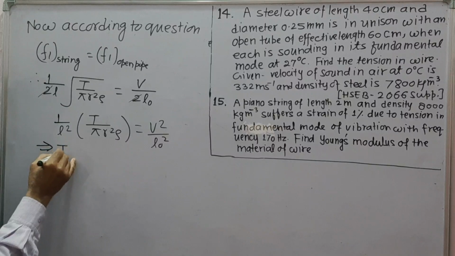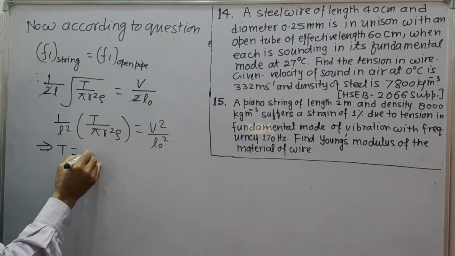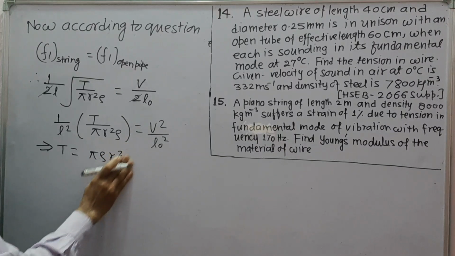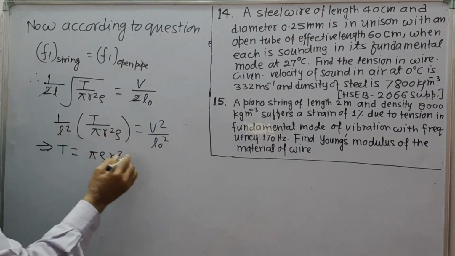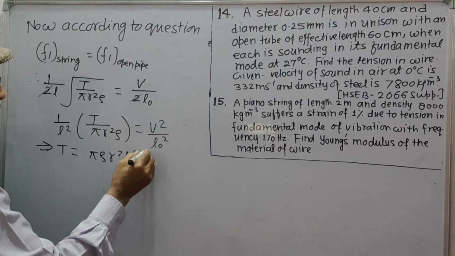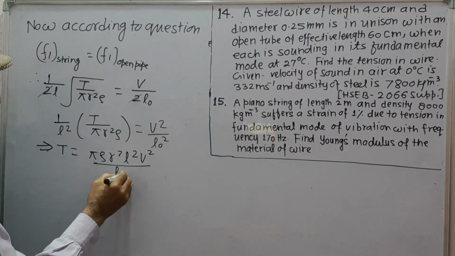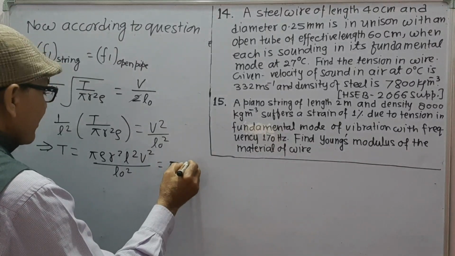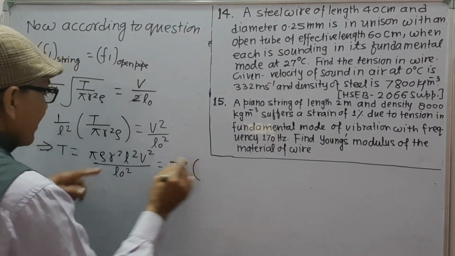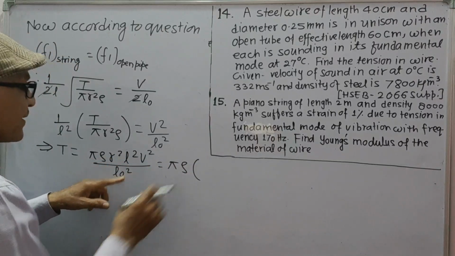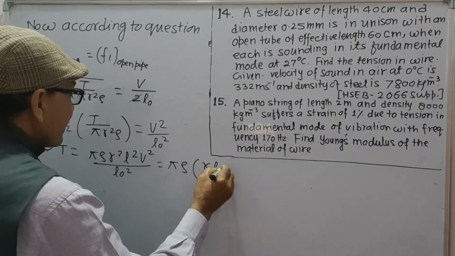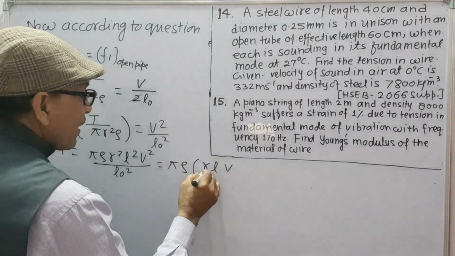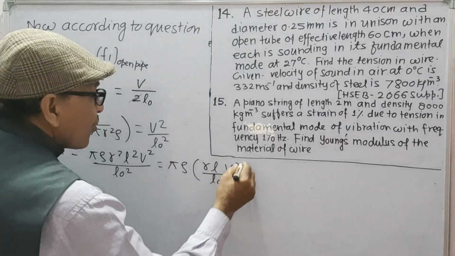This gives tension T as pi rho R square L square V square upon L naught square, or you can write it as pi rho times R L V upon L naught whole square.